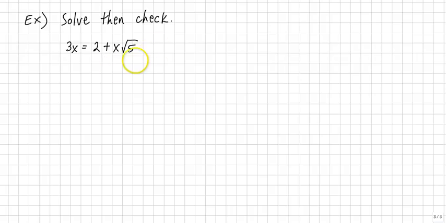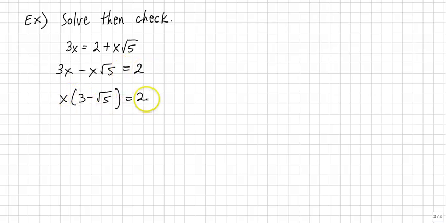So to solve this, we're just going to combine like terms. So I'm just going to take 3x. I'm going to subtract x times the square root of 5 from both sides. I'm going to factor out my x. And then I'm going to divide both sides by 3 minus the square root of 5. Now technically that's the answer. However, the answer is not simplified. We have a square root in the denominator, so we need to simplify that answer.